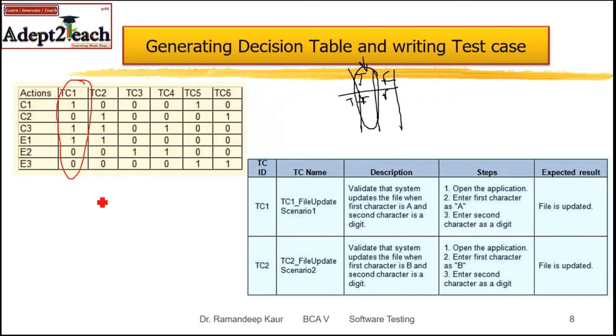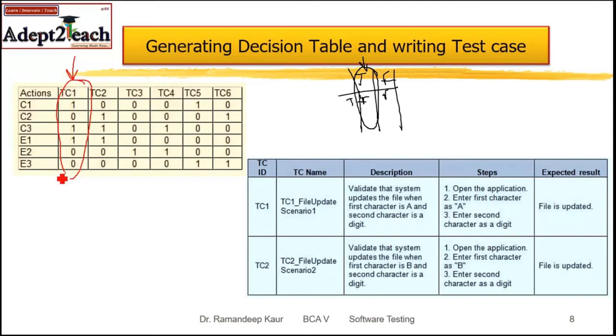This is how we are going to make test cases. We are going to make a decision table. Then we will read it in a vertical fashion, and one column will be written like this. So this is a descriptive manner of how we write the test cases. The decision table is now converted into a descriptive manner, wherein let's say the first test case says file update scenario. Validate that the system updates the file when the first character is A and the second character is a digit. So what are the steps for that? Open the application, enter the first character as A, enter the second character as a digit, and the file is updated.